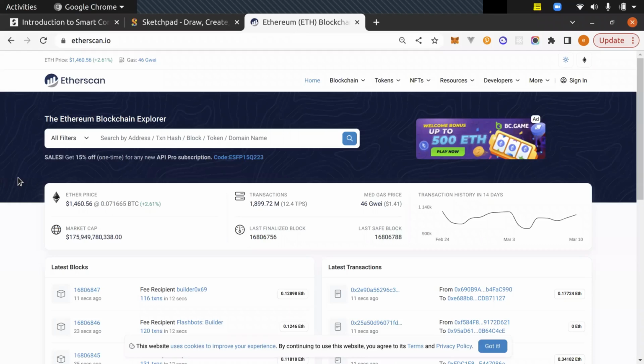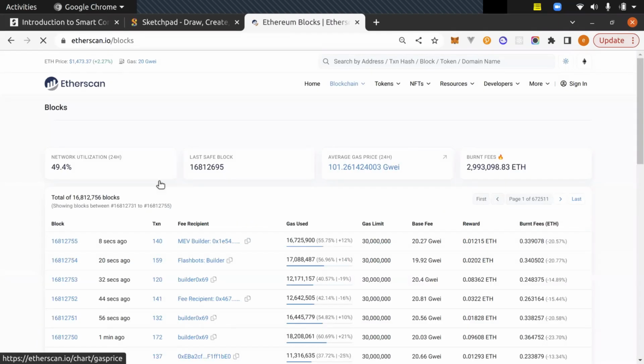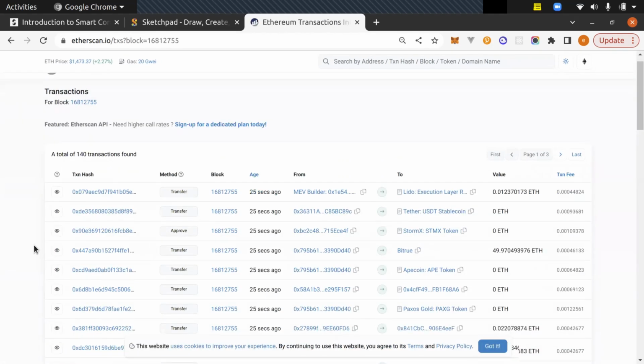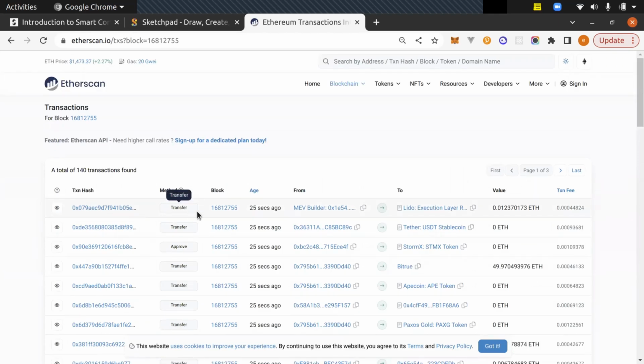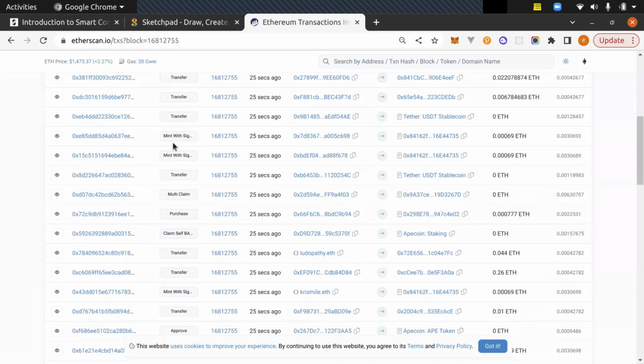Now, the real-life example. If you're not using Etherscan, you absolutely should. We can explore a whole blockchain here. So we can view our blocks. Eight seconds ago, block number 16,812,755 was added to the blockchain. It is composed of 140 transactions that we can look at here. Those transactions involve transferring ETH from someone to another, approving, someone interacting with a smart contract, somebody minting probably an NFT here.